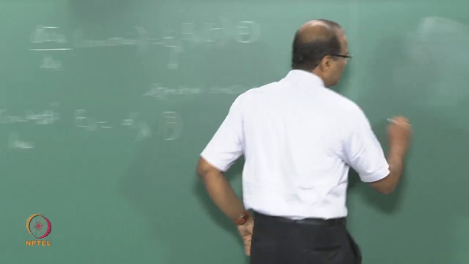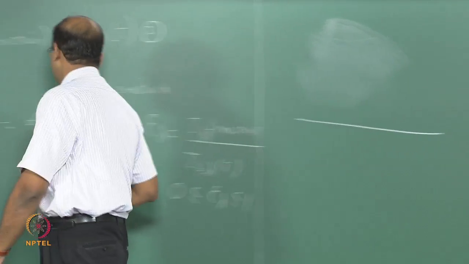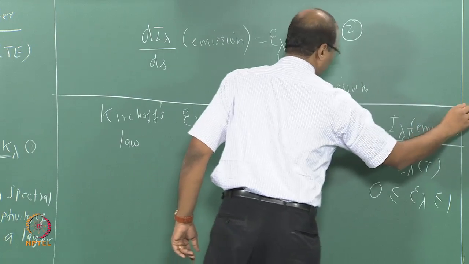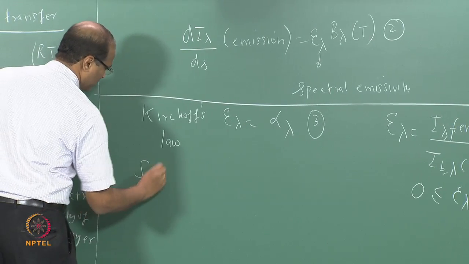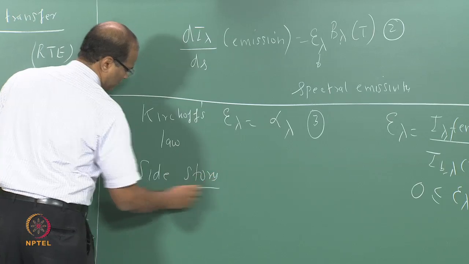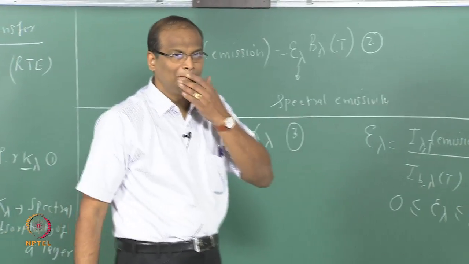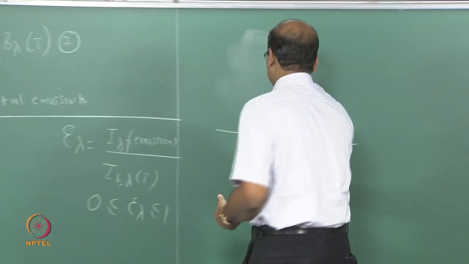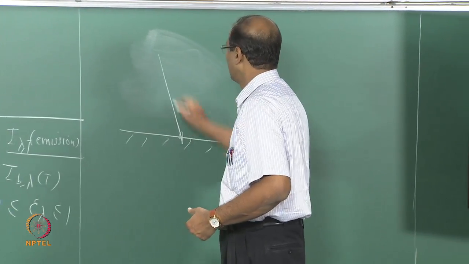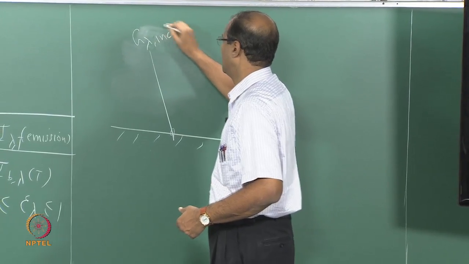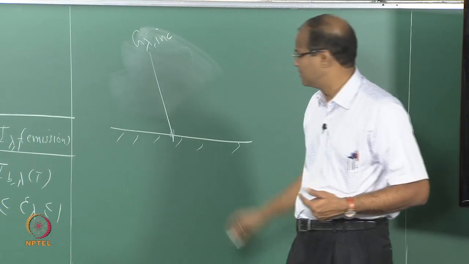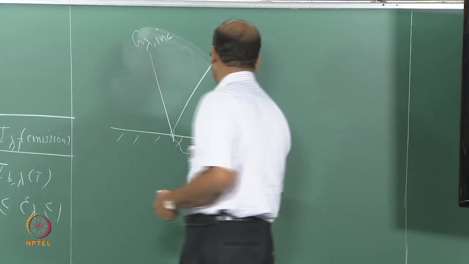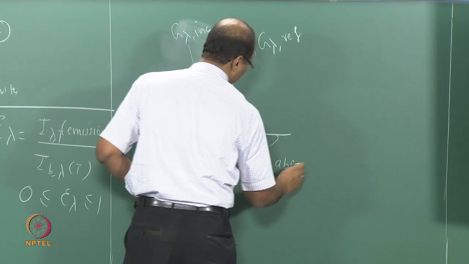But now if you look at radiation falling on an object, we are going on a side story. Let's get back to the equation of transfer after a couple of minutes. Now we already saw, if radiation is incident, G lambda incident, this could be G lambda absorbed.